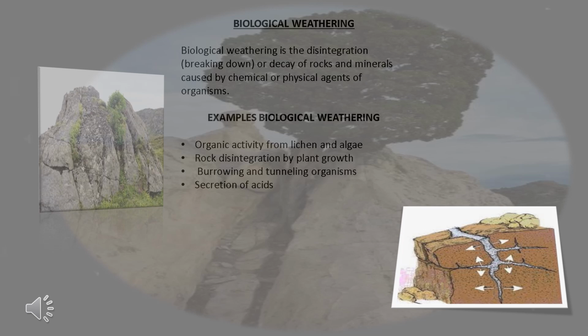Biological weathering is the disintegration, breaking down, or decay of rocks and minerals caused by chemical or physical agents of organisms. Examples: organic activity from lichen and algae, rock disintegration by plant growth, burrowing and tunneling organisms, secretion of acids.